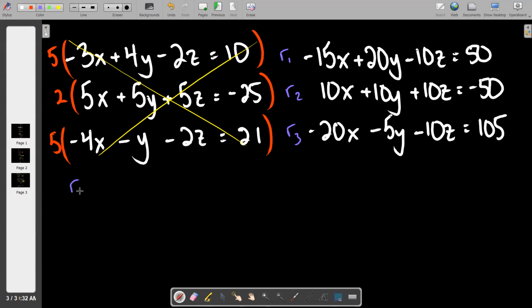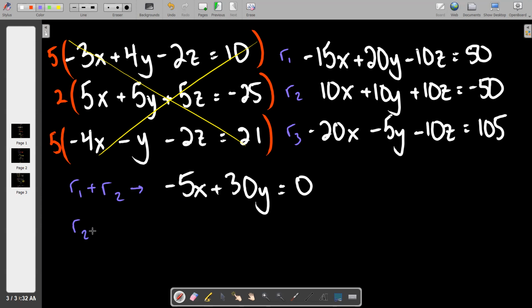So here we go. First combo is R1 plus R2. And what do we get? Negative 5x plus 30y equals 0. Good job there, Bryce. And our second row combo is? What's that going to be?